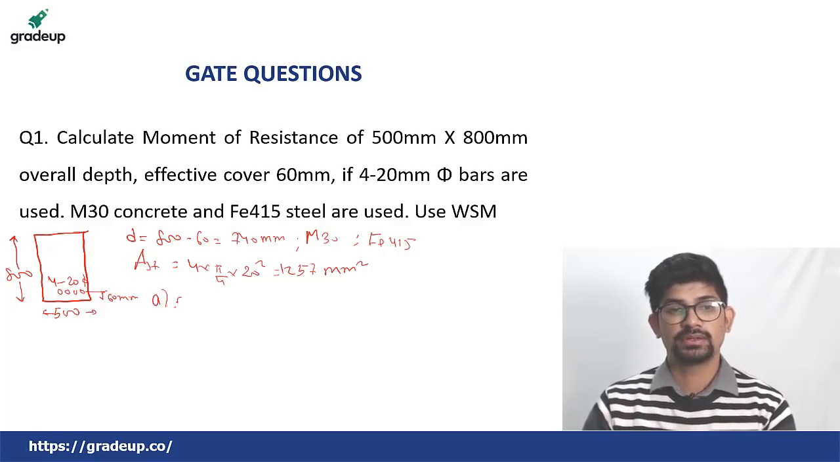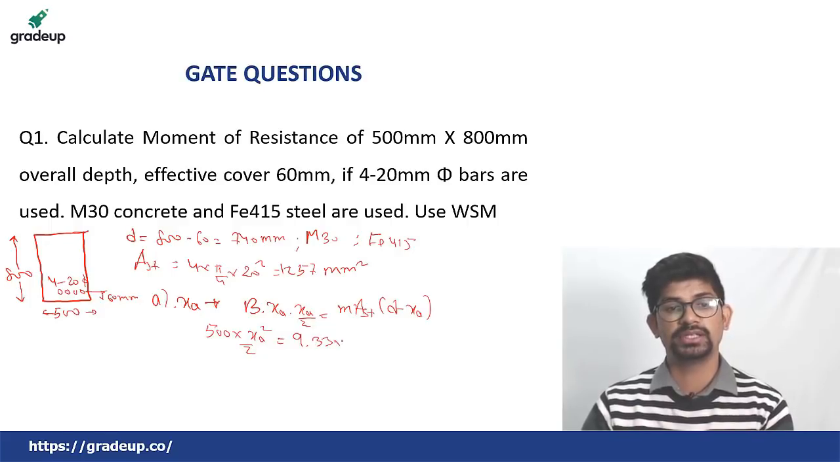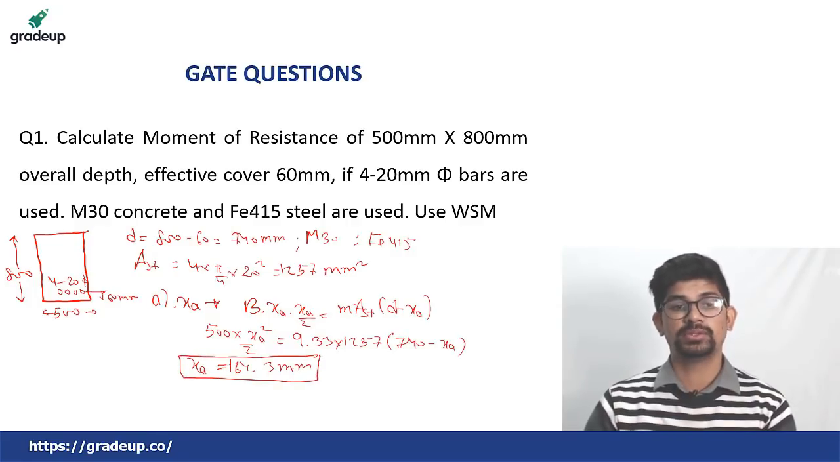So the first step is to calculate the actual neutral axis depth. Recalling the formula, B into XA into XA by 2 is equal to M into AST into D minus XA. By putting the values here, 500 into XA square by 2 is equal to M value, which for M30 grade concrete is 9.33, into 1257 into 740 minus XA. On solving this, you will get the value 164.3 mm. So this is the actual depth of neutral axis.